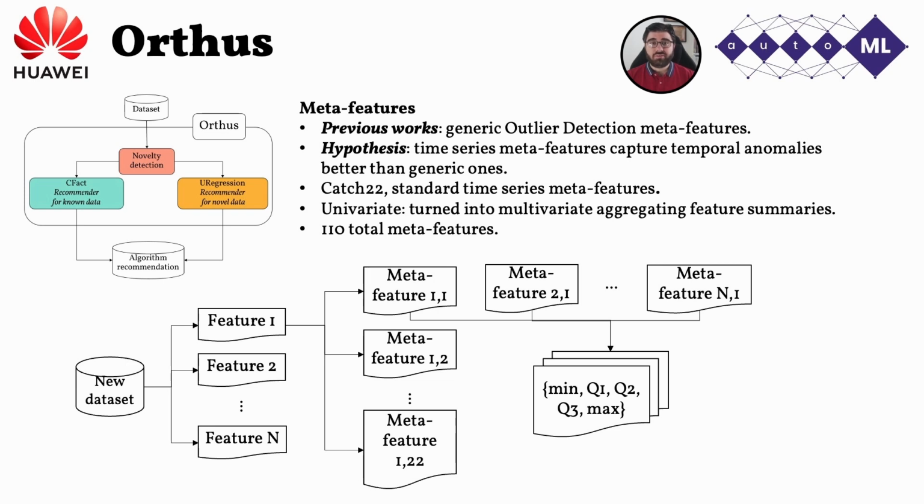we turn into multivariate by extracting first the 22 univariate features per time series in our data, and then aggregating them as the minimum, 3 quartiles, and the maximum. This forms a vector of 110 meta features in total.